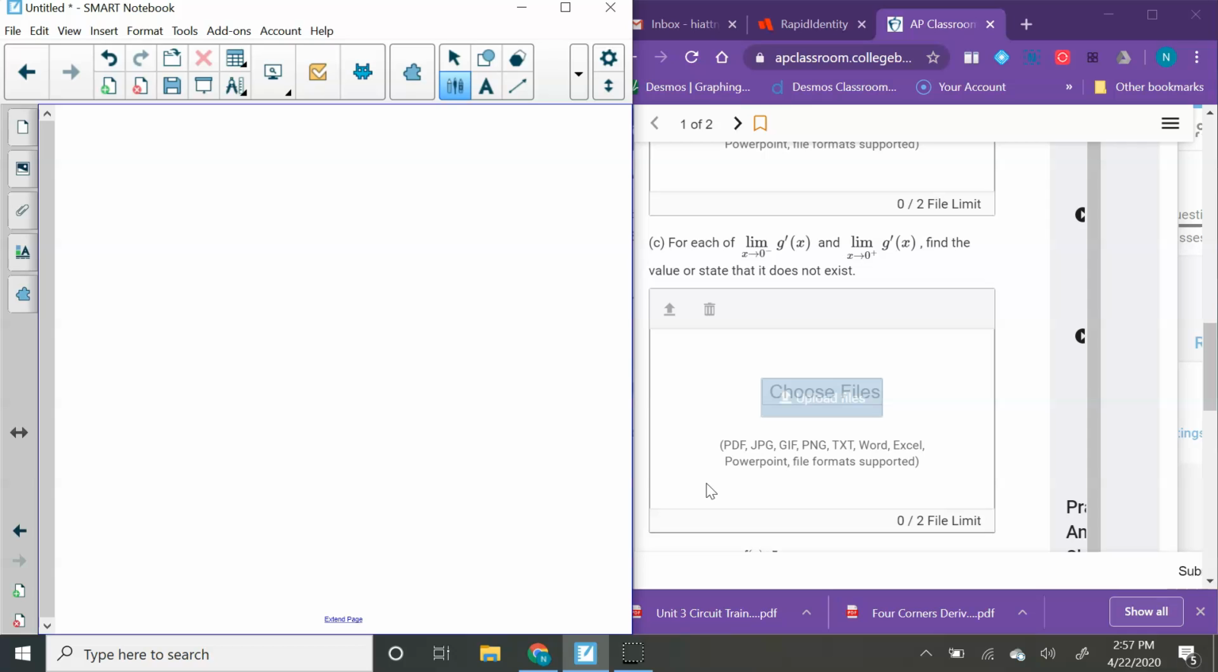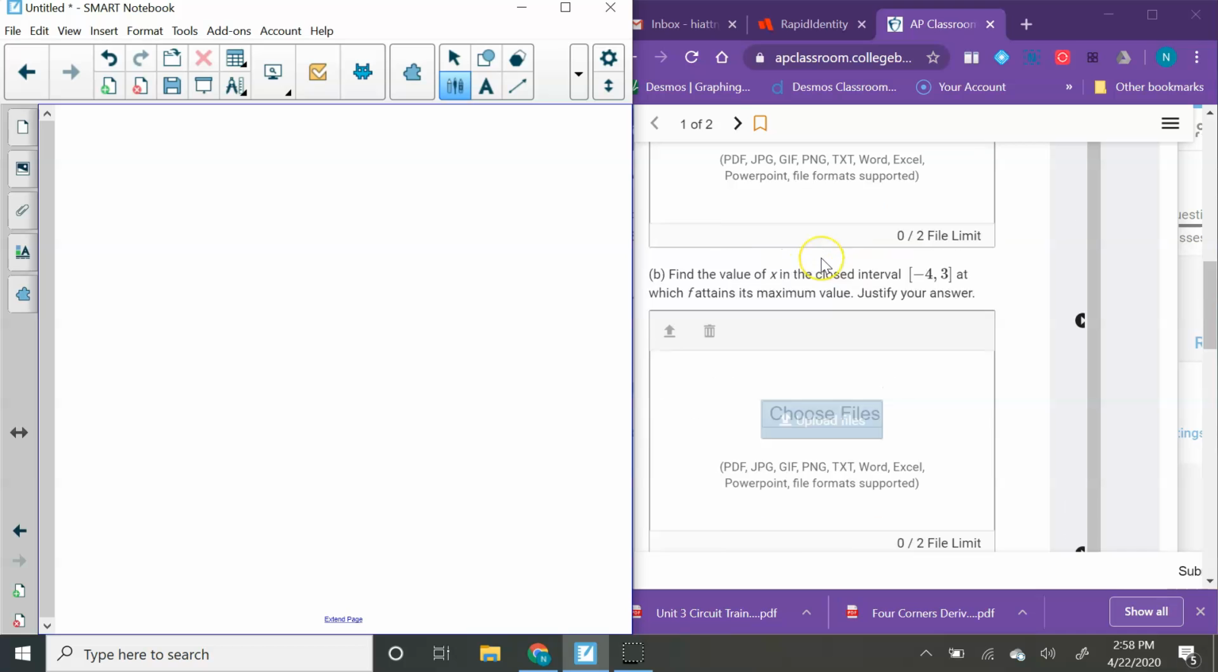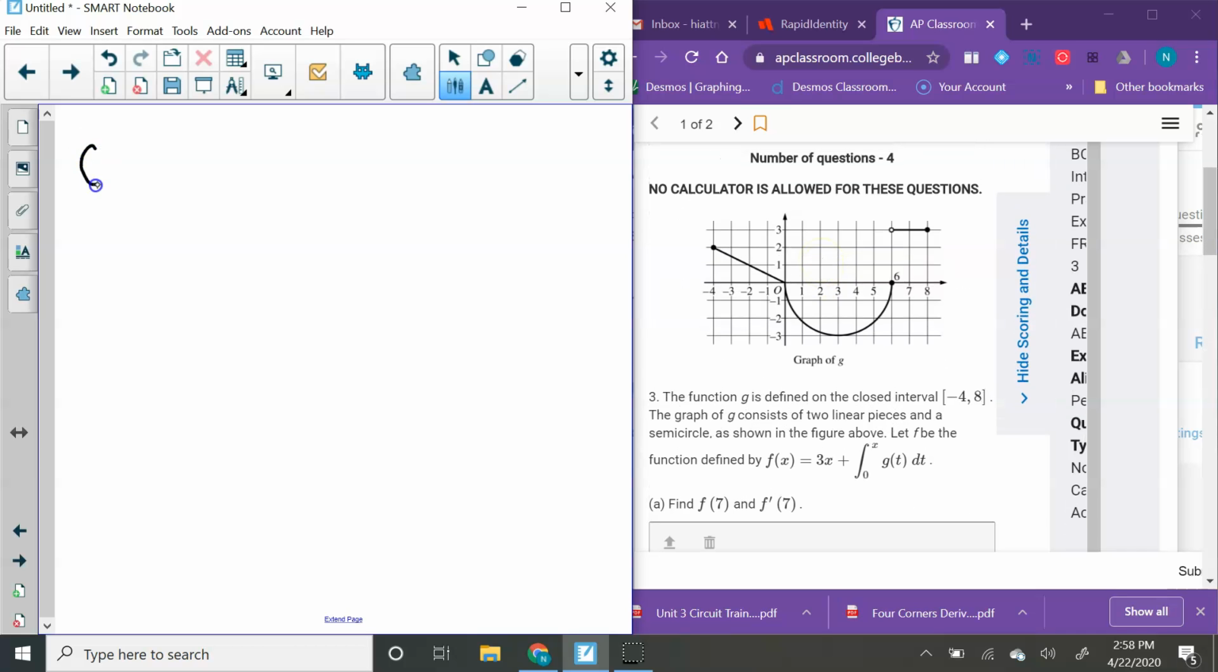For 3, it says, for each of these, find the value or state that it does not exist. So, we're looking at the limit as x approaches 0 from the left of g prime of x. So, for part C, we're looking at the limit as x approaches 0 from the left of g prime of x. Now, whenever we look at this, remember this is the graph of g that we're looking at here. They are asking us about g prime, which is the slope of g. This has nothing to do with f this time. We are only looking at this graph.